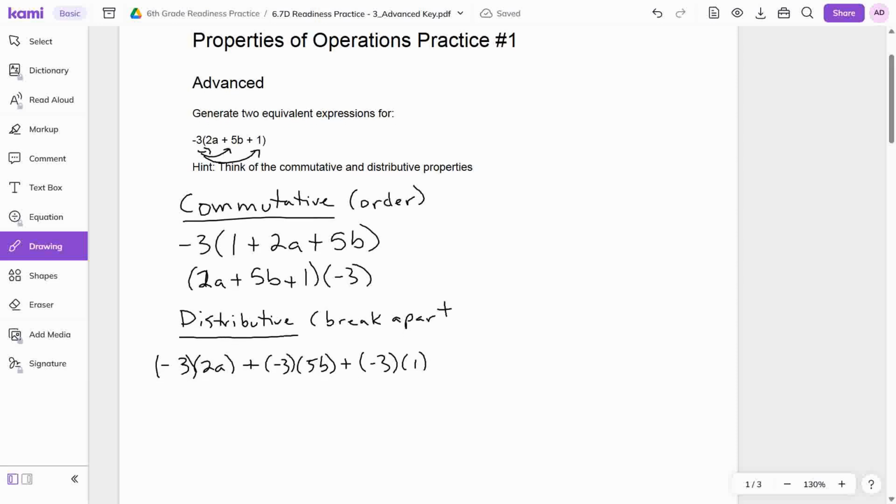And really, if we wanted to, we could simplify that, right? So you might have done it like that. You might have taken that second step. I can multiply the negative 3 times the 2, and it's going to be negative 6a. Got the negative 3 times the 5, that's minus 15b. And then it's just a minus 3 on the back end. So either one of those would work.